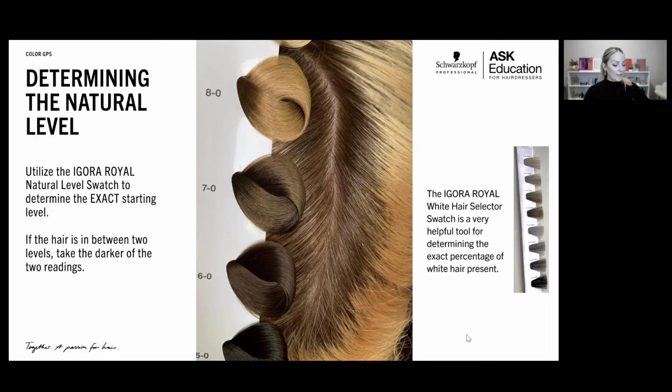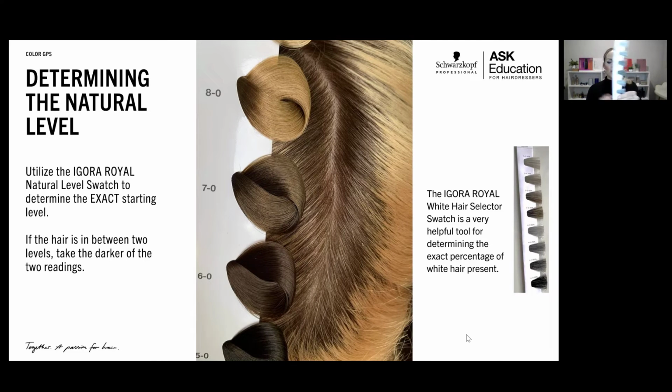Now, sometimes when we look at the natural level, we're also looking at the white hair percentage, as I was mentioning. And another little favorite part of this color chart that I love is at the very back of the book, you actually have the color wheel and the white hair selector. So if you're looking at the percentage of white, sometimes it can be hard actually to identify. Is it 10% white? Is it 30% white? Is it 50% white? And anytime we're over 50% white, often we're making different choices and we have to add a natural into our formula to make sure that we actually do have that natural depth.